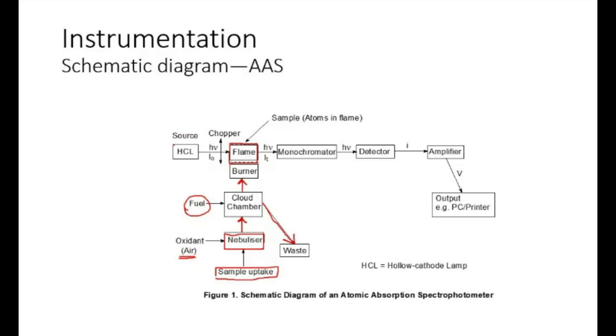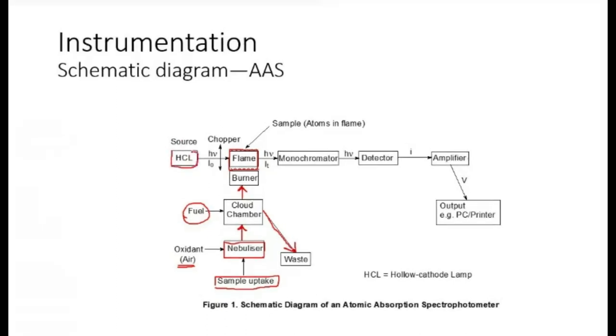Now, the electromagnetic radiation source. Don't confuse this HCl with the HCl acid. It is hollow cathode lamp. That electromagnetic radiation source is made to fall on the flame. In the flame, there are atoms present. Those atoms will absorb some electromagnetic radiation, and the remaining radiation will be passed to the monochromator. The monochromator will select one wavelength that is characteristic of the analyte. It will get detected, amplified, and recorded by the output system.